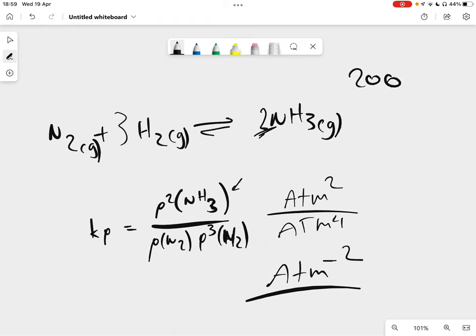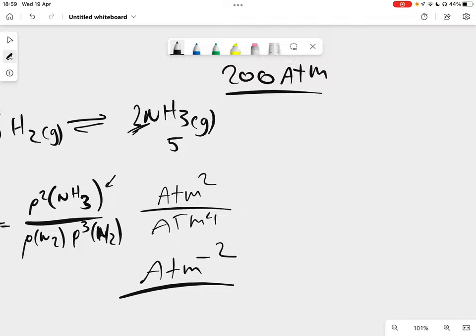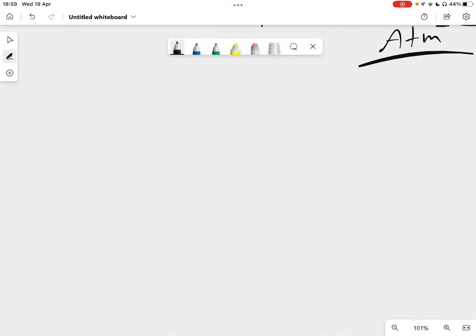200 atmospheres. So 200 atmospheres, and we're told that at the start of the reaction we have 3 moles of this. And at equilibrium we have 5 moles of this. Okay? So we need to set up a little table. So I'm going to do it as start, change, or delta, and equilibrium, which I'm just going to write as EQ. Now for this we need to do N2, H2, and at this point here we have NH3.